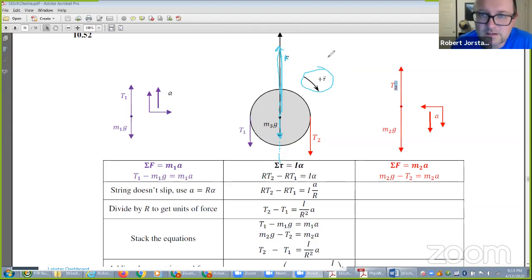All right. In this case, all right, there is the lever arm for this one.